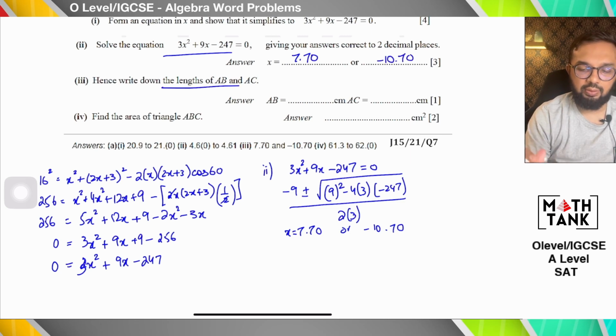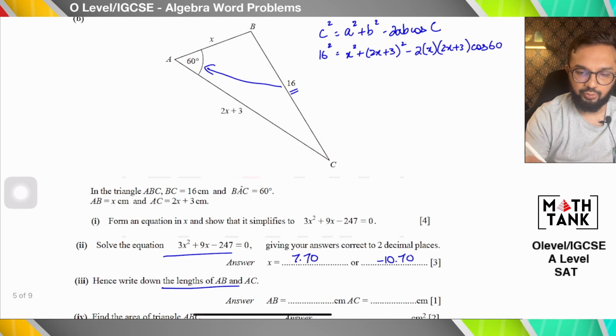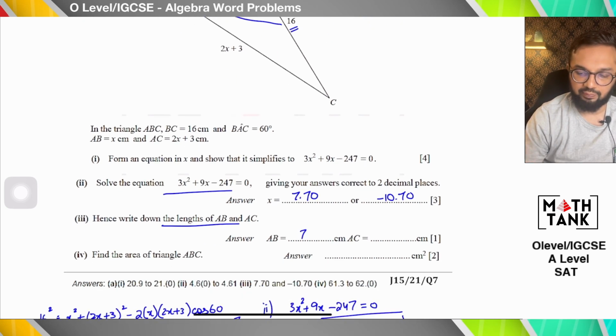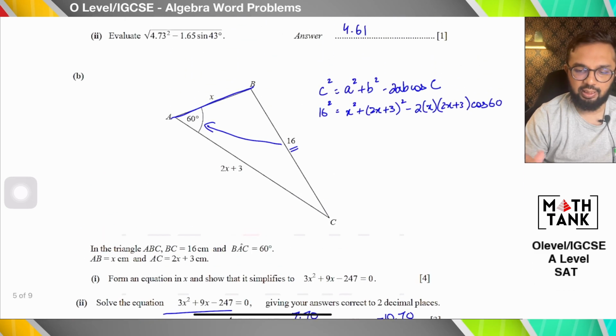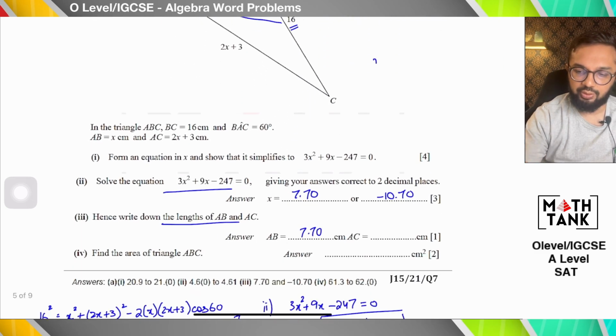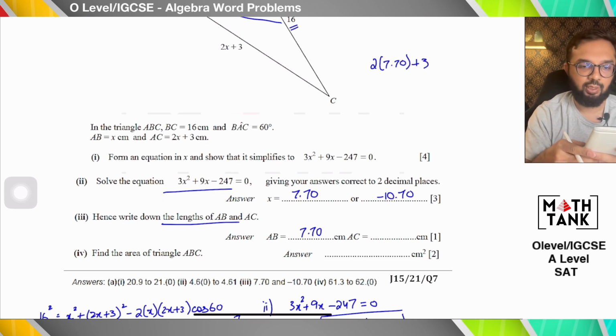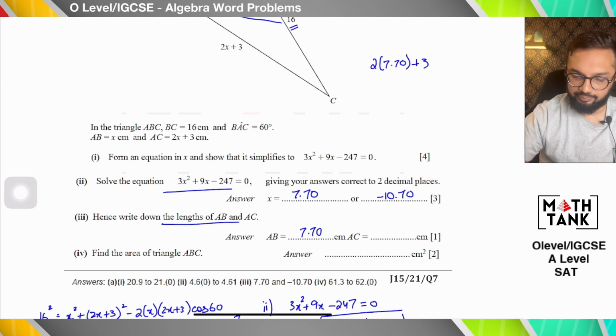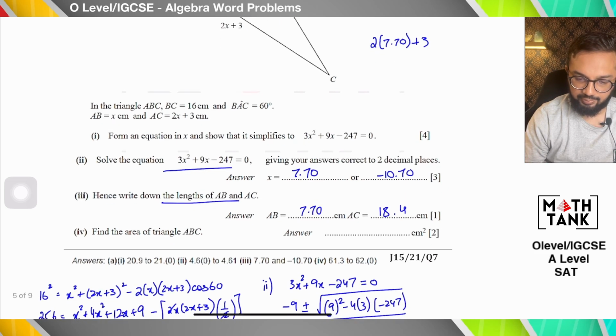Okay. Hence write down the lengths of AB and AC. So AB is x, so that's 7.70. I can't use the negative one, that's obvious. And AC, that's 2 times 7.70 plus 3. Let's put that on a calculator. 18.4. The answer seems to be messed up here. I don't know why.